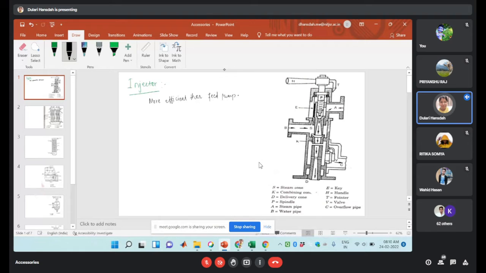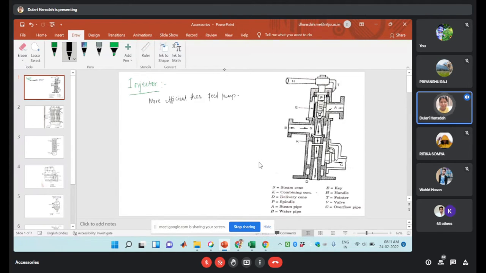So here what will happen? The water will gain some temperature. Because of that, the heat to be supplied to the water to generate the steam will be reduced. So that condensate, or the water with the high temperature, will enter the delivery cone. The delivery cone means it is the side of the boiler.